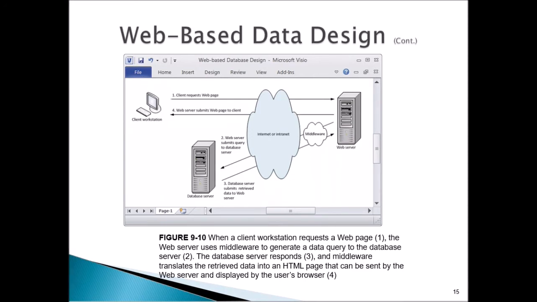This picture here shows an example of a sample flow of a web page request in which information is updated. This shows that the web server uses middleware and it generates a data query to the database server, and the database server responds. Then the middleware translates the database response and converts it into HTML that your browser can read. So that's what's going on here in this example. I'll wait for just a second after I'm done speaking so you can kind of study and get the idea yourself. But that's a sample of what middleware does. So it really acts as an intermediary between two different systems.